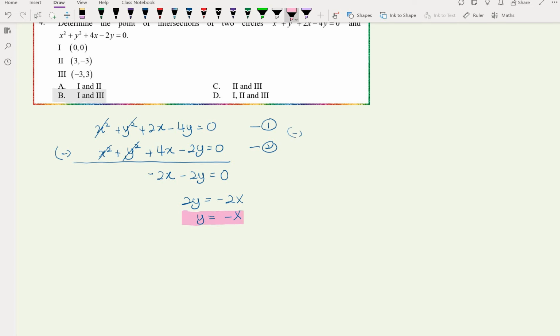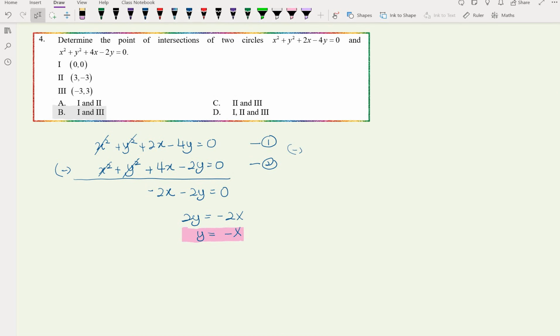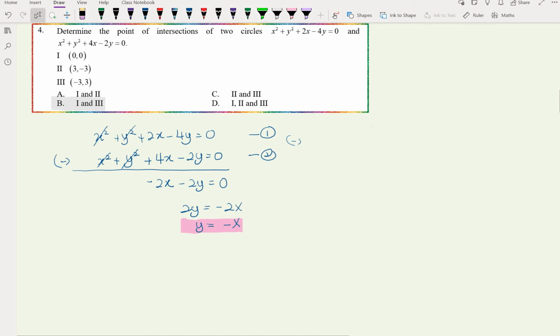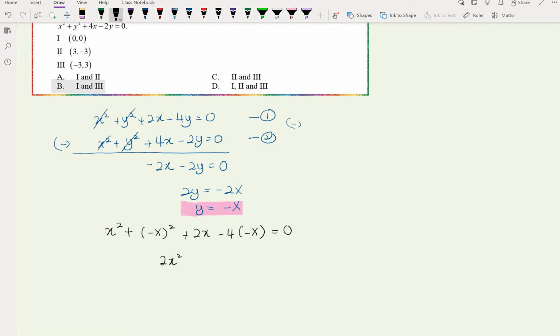So, from this equation, what we are going to do now is, if you ask me, we can substitute that equation into our equation again. So, choose any one of the equations that you want. I'm going to use equation 1. So, what I will get is X square plus negative X square plus 2X minus 4 times Y, which is negative X, is equal to 0. So, that gives me 2X square. And then 2X plus 4X, we will get plus 6X is equal to 0. So, that is just X square plus 3X equals to 0.